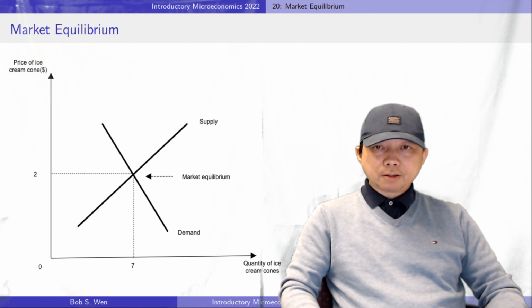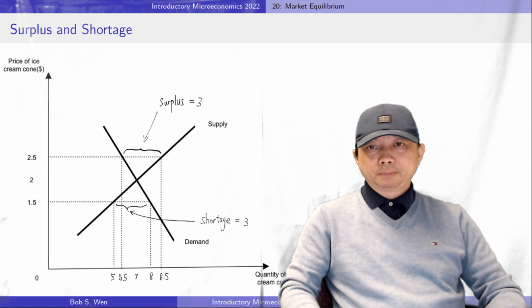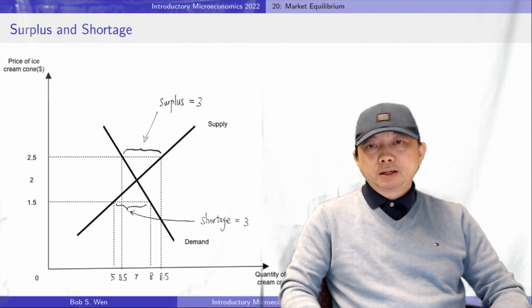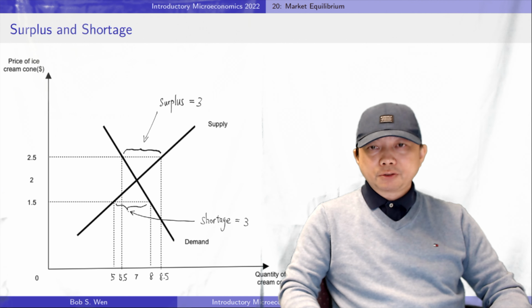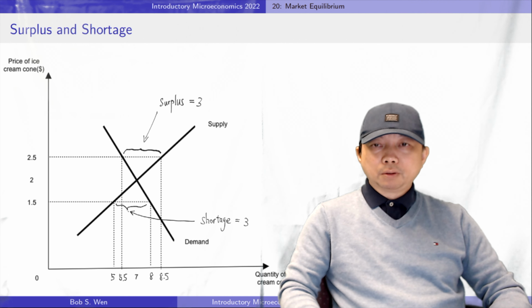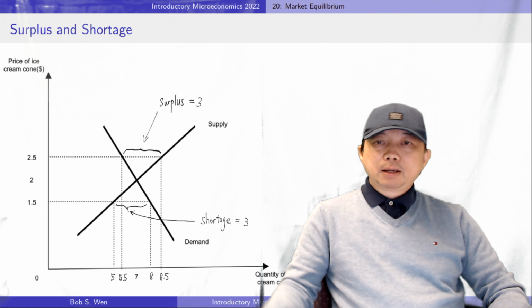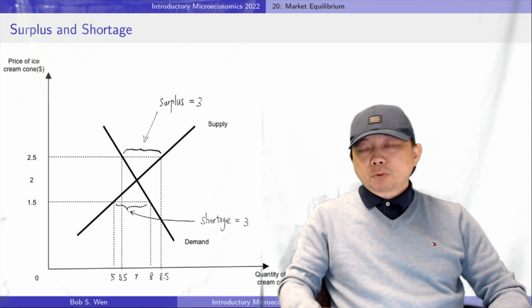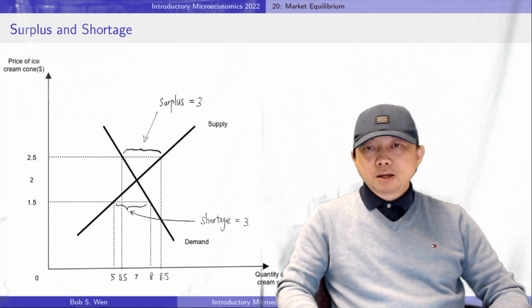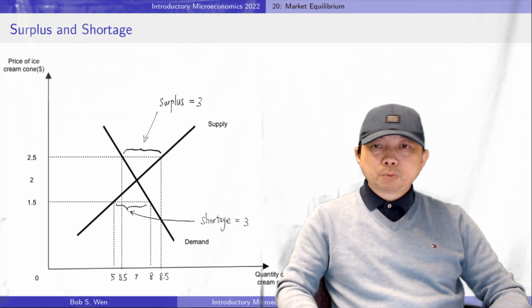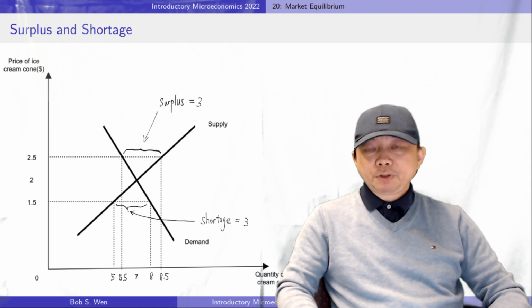We now know that the invisible hand is the market price. The market price is the force that drives the market to equilibrium. If the price were initially lower than the equilibrium price, consumers would want to buy more than suppliers would want to sell. In this case, if the price is $1.5, consumers would demand 8 units of ice cream, but the sellers would be willing to supply only 5 units.